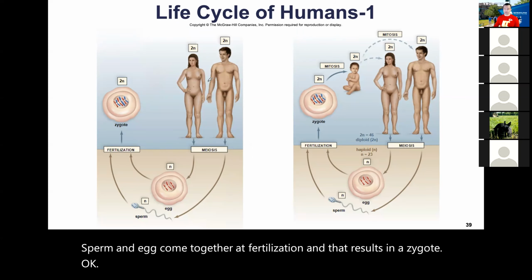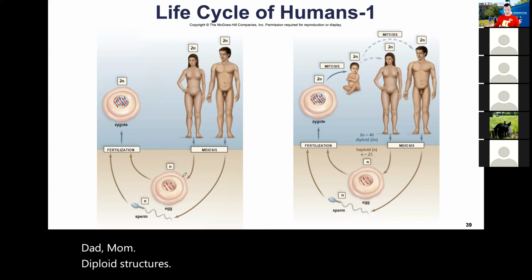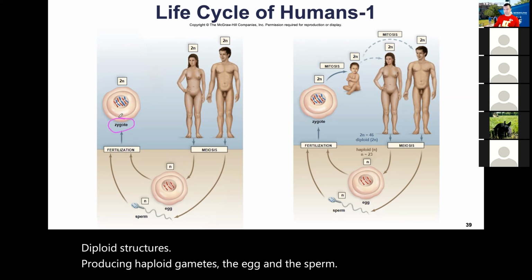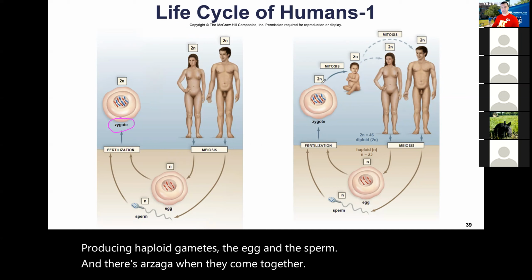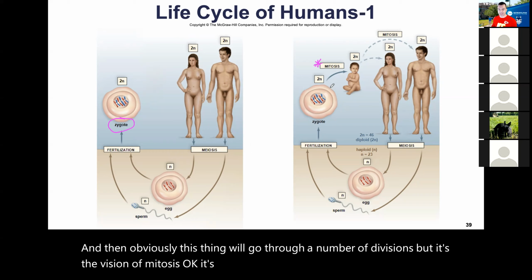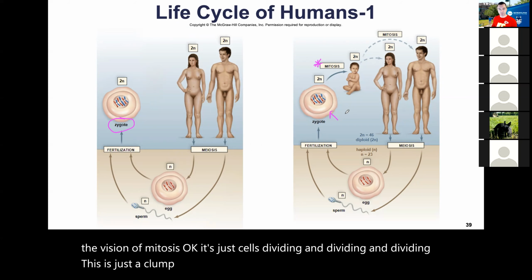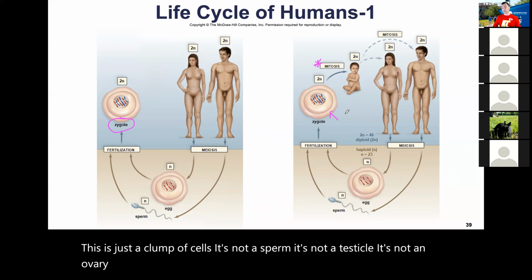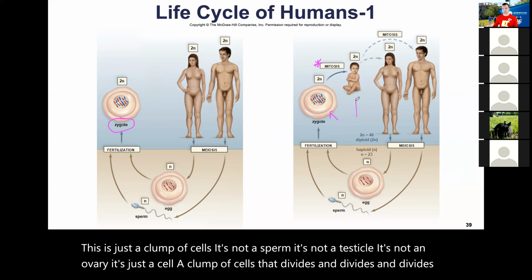Dad, mom, diploid structures, producing haploid gametes: the egg and the sperm. And there's our zygote when they come together. Then obviously this will go through a number of divisions, but it's division by mitosis. It's just cells dividing and dividing and dividing. This is just a clump of cells. It's not a sperm, it's not a testicle, it's not an ovary. It's just a clump of cells that divides and divides until obviously, well, bam.